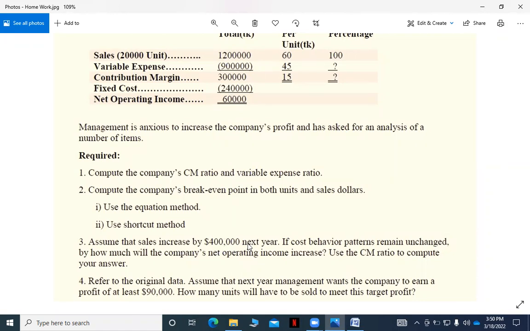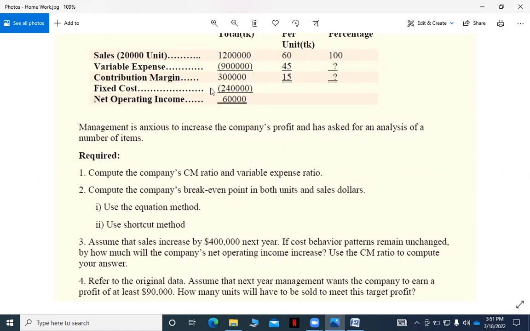Another 4 lakh taka sales have been happening. So in that case, for 4 lakh taka sales, there will be no fixed cost. Fixed cost is already deducted, you know. I already said it is not related with the production. It is not related with the sales. It always remains unchanged. So with that 4 lakh taka increase, we don't need to deduct any fixed cost. We have to deduct only the variable expense.